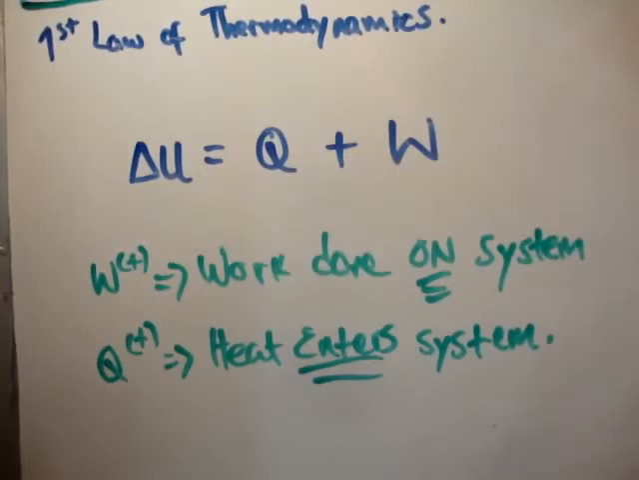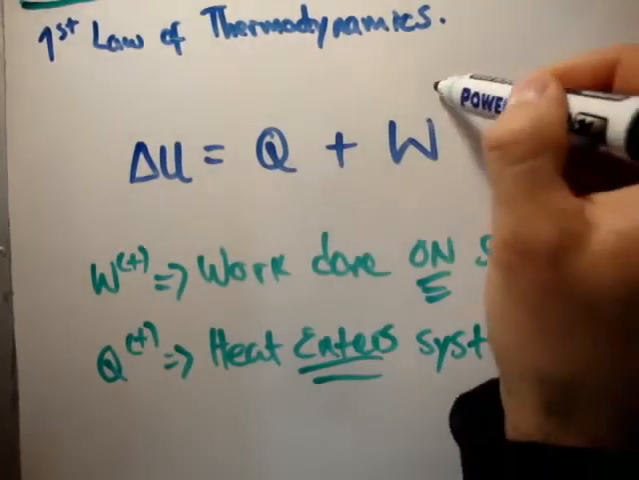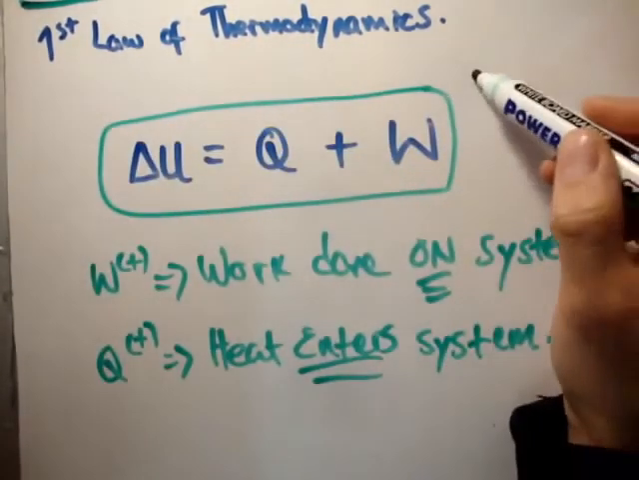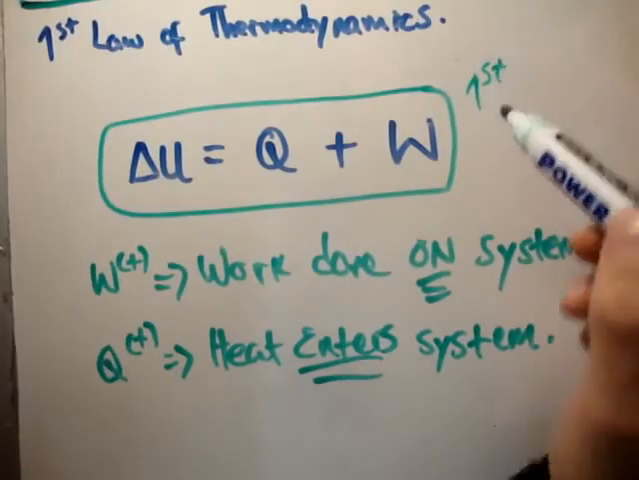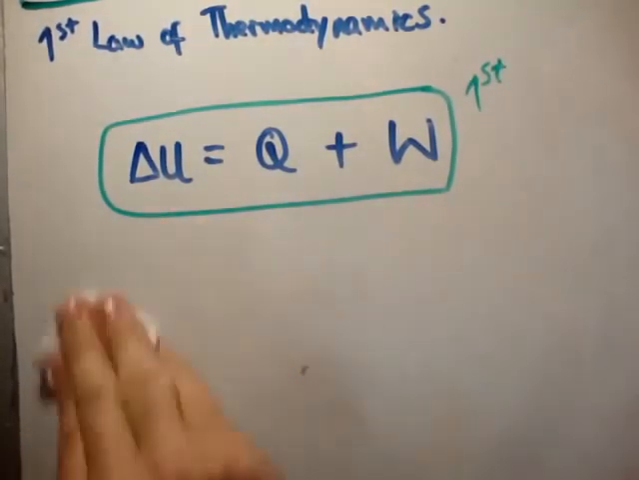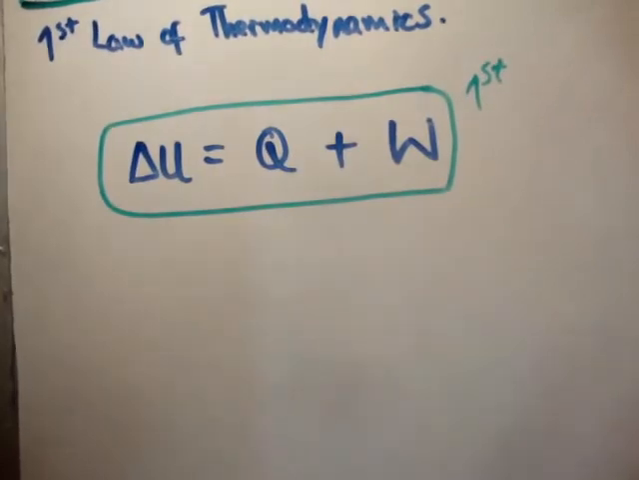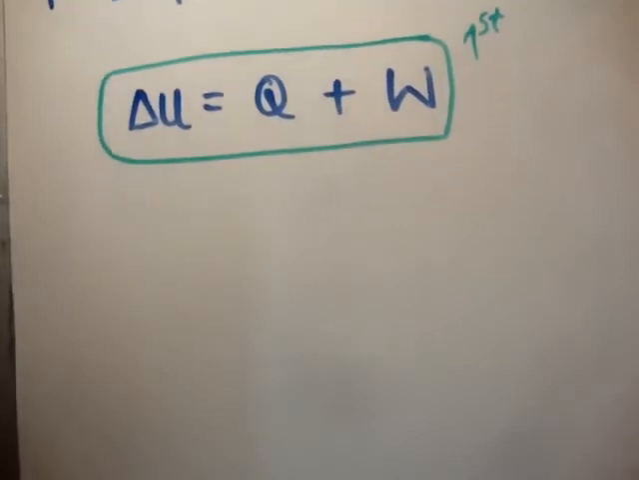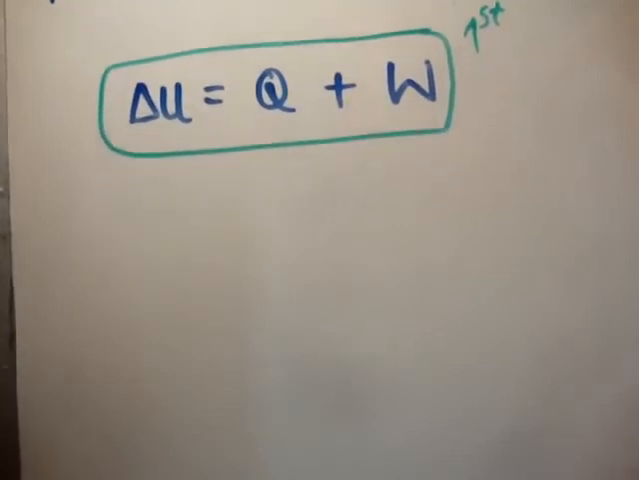Alright, so this is an actual law, and we call it the first law of thermodynamics. So the first law of thermodynamics relates to the change in internal energy of a system due to either the flow of heat or work being done on the system. It's pretty straightforward, in fact. So I'm just going to give an example here.